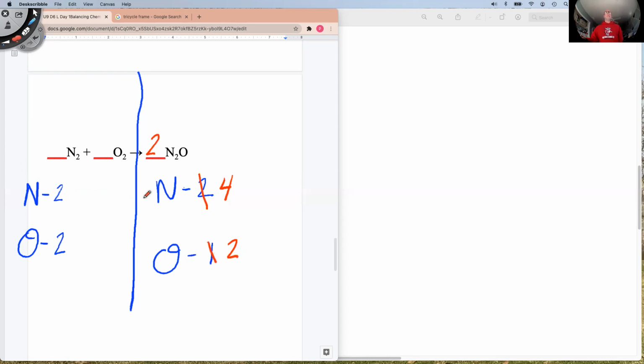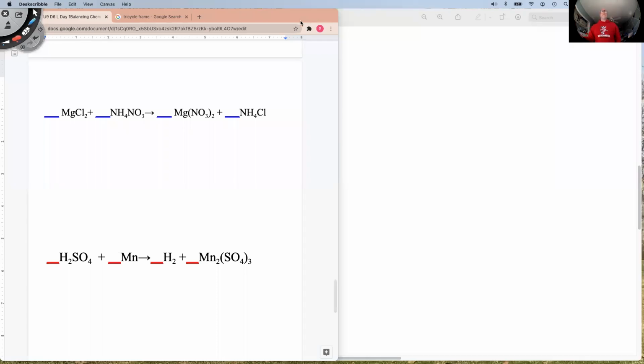So how can we balance the nitrogens? How can I get 4 on each side? Well, just put a 2 there. 2 times 2 equals 4. 4 nitrogens, 2 oxygens, 2 oxygens, and we're balanced. It's this simple. You just bounce back and forth. Now, there are examples that are brutal, but I'm going to hold off on that till day 2.